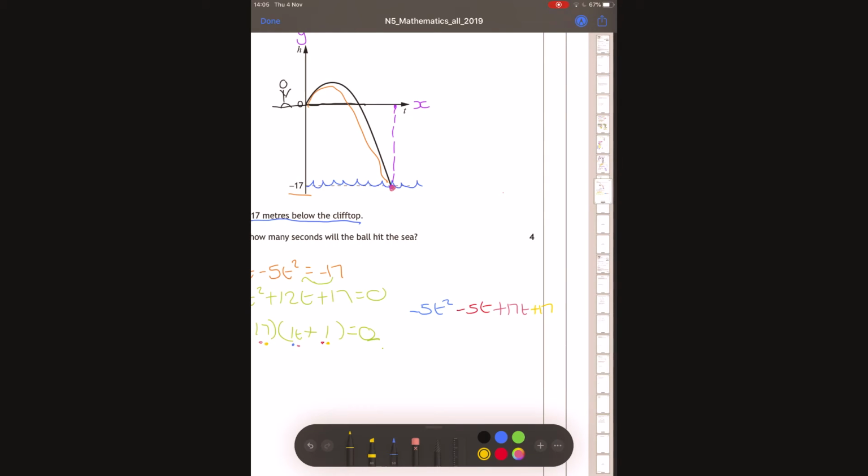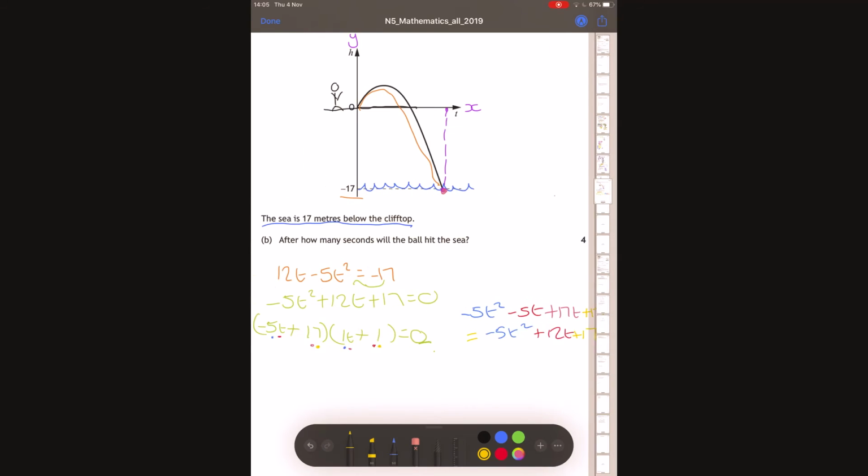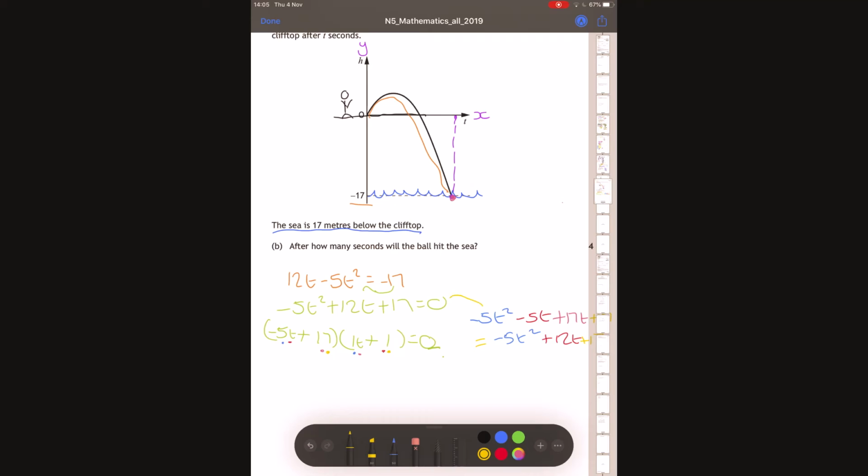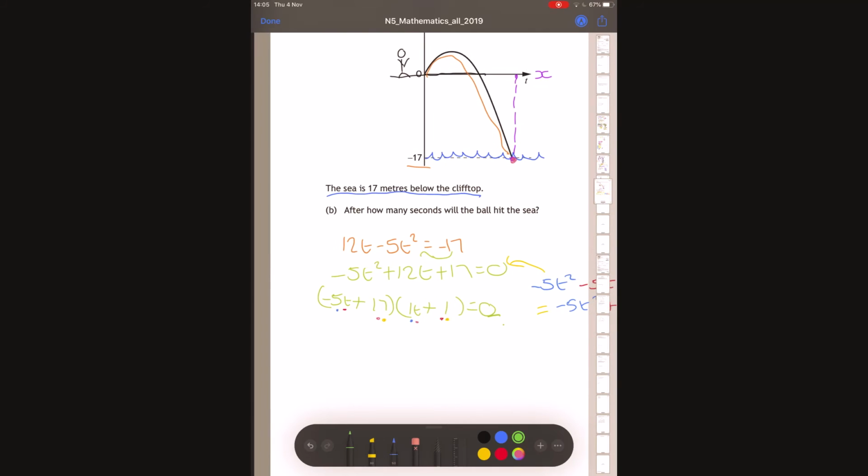So if we collect that, we get negative 5t squared stays the same. We have negative 5t plus 17t, which gives us positive 12t. And then we have a positive 17 at the end. And that is the same as this, which means we've done it correctly. Now we can go down and solve for t. And we're going to get two answers here.